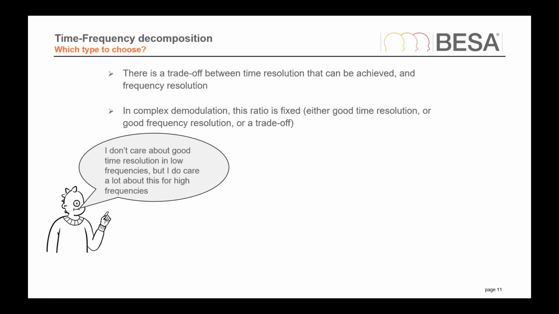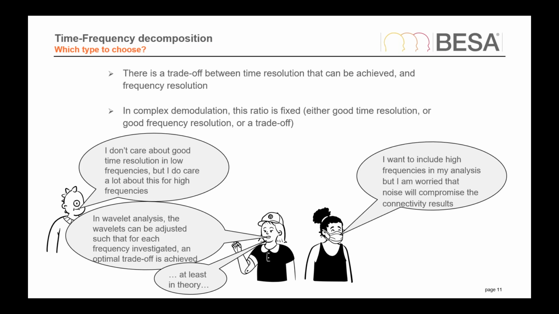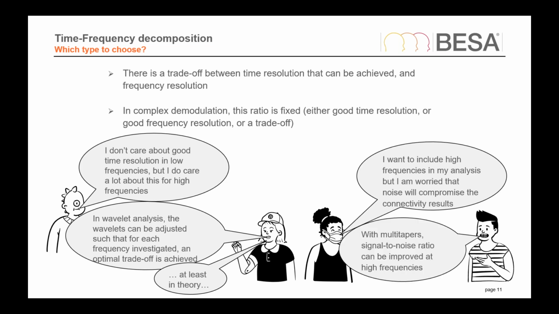But how about if I don't care about good time resolution in low frequencies, but I do care a lot about this for high frequencies? Yeah, then in wavelet analysis, the wavelets can be adjusted such that for each frequency investigated, an optimal trade-off is achieved. At least that's the theory. And how about if I want to include high frequencies in my analysis, but I'm worried that noise will compromise the connectivity results? With multi-taper, signal-to-noise ratio can be improved at high frequencies, but not for low ones. So in the end, there's always a trade-off that one has to live with.